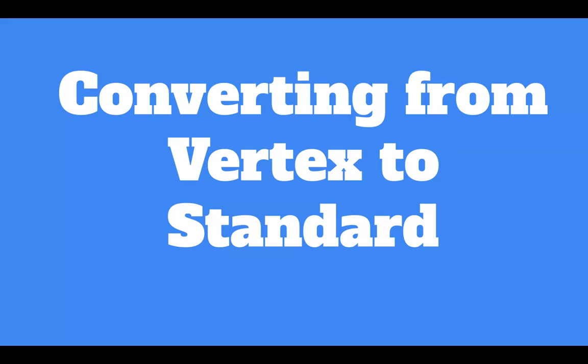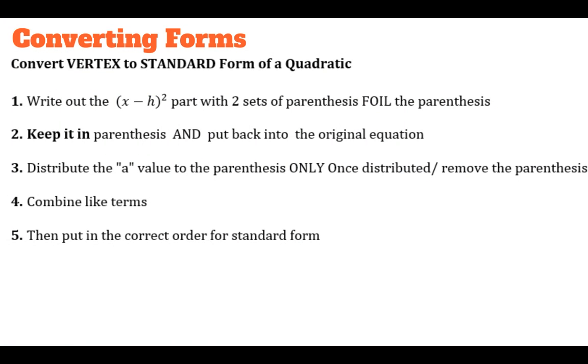Now let's go through converting from vertex to standard. This requires a little bit more math. First off, you write out that vertex form, that x minus h squared, into 2 sets of parentheses. You're going to FOIL or double distribute those parentheses. Then you're going to keep it in parentheses because there's going to be an a value out in front. You're going to have to combine those like terms and distribute that a value in. And then you combine your like terms and put it in the correct order.